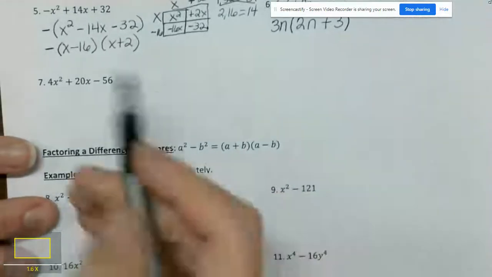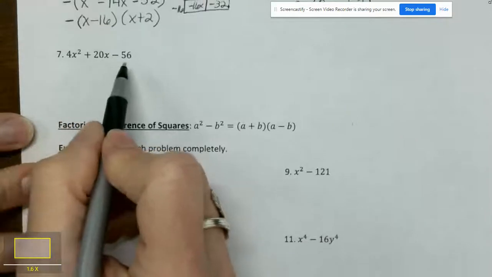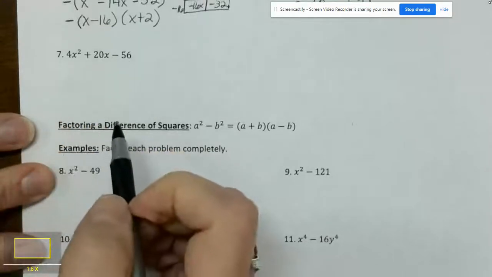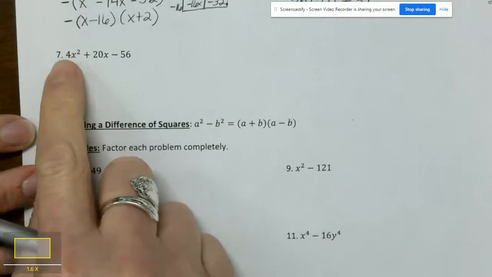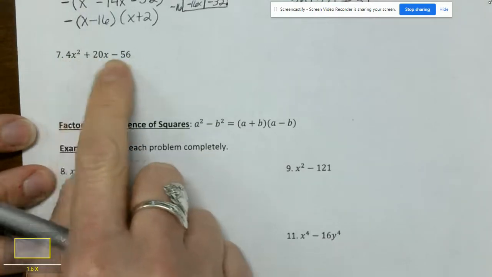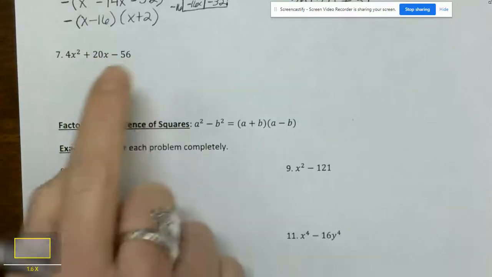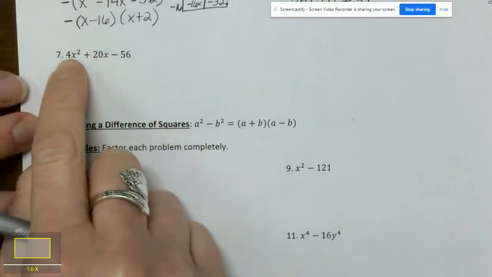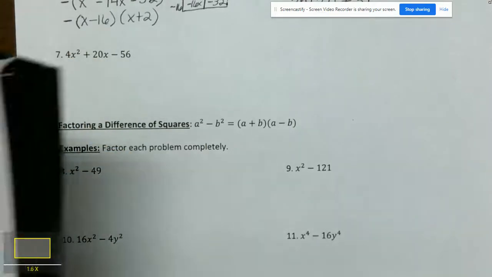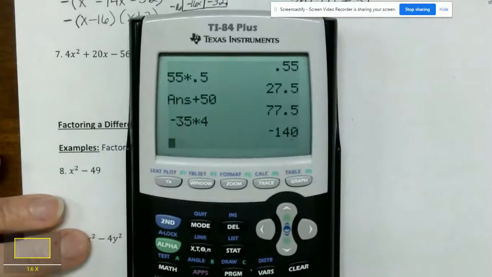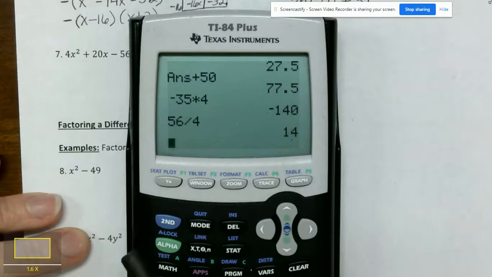All right, last one. 4x squared plus 20x minus 56. Is there anything, this is not a 1. So since this is not a 1, I need to figure out a way to get it down to 1. So hopefully 4 is going to go into all of these. I know that 4 goes into 4 once. I know 4 goes into 20 five times. Does 4 go into 56? Well, let's just take a calculator and check. 56 divided by 4. Yes, it goes 14 times.